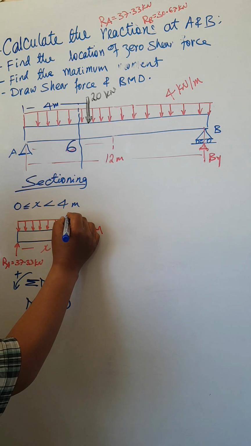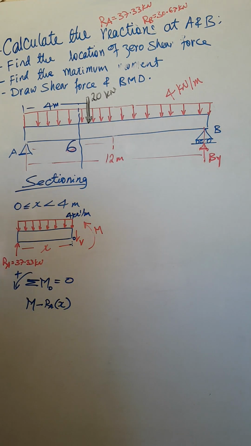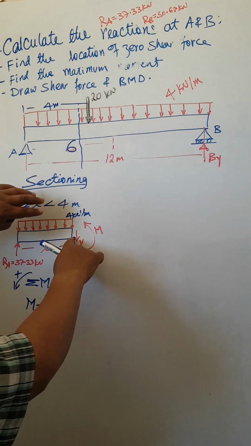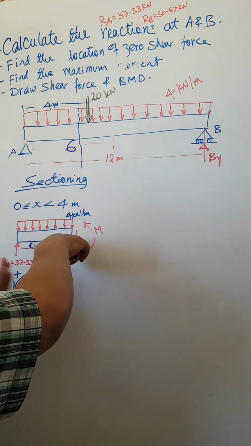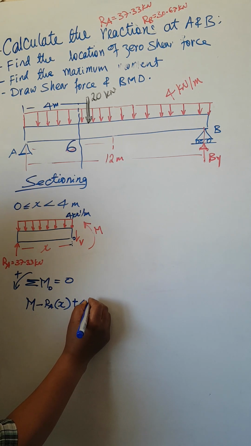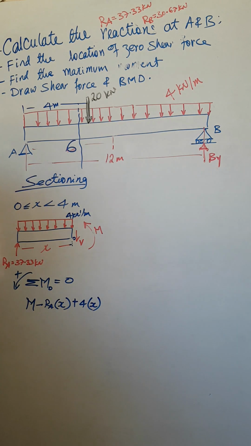Here we have 4 kilonewton per meter. Okay? This is the distributed load. The force of this area, if we take it here, is counterclockwise, so it is positive. 4 kilonewton meter times the width is x. Okay? The width is x.